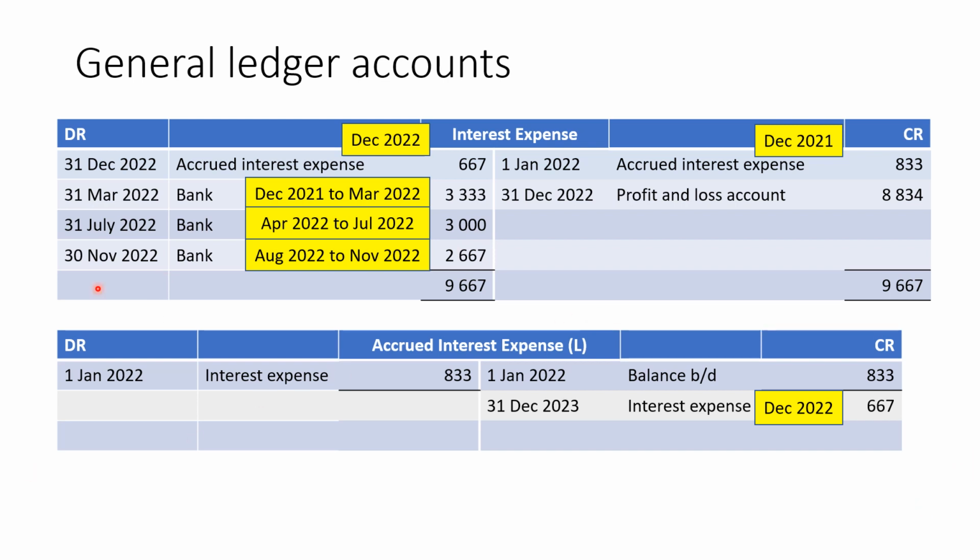So now in my interest account, the debits add up to 9667. If I subtract the 833, the difference is a debit of 8834. So there's a debit of 8834, there's an expense of 8834. So we're going to credit this account and we're going to debit the profit and loss account, so that we take that out of our profits because it's an interest expense of 8834.